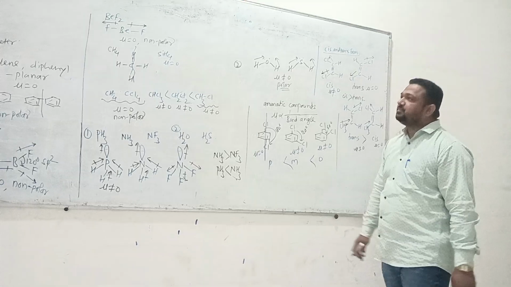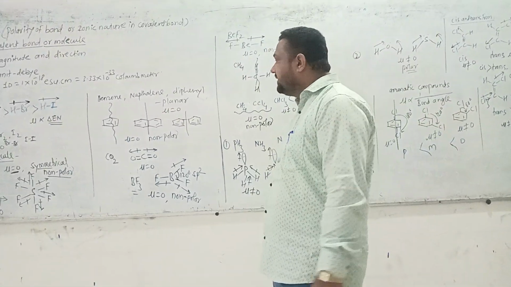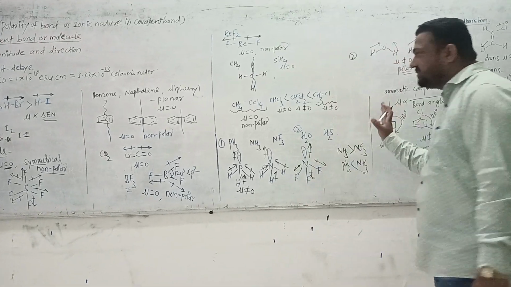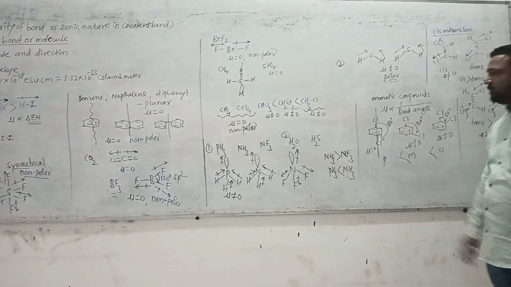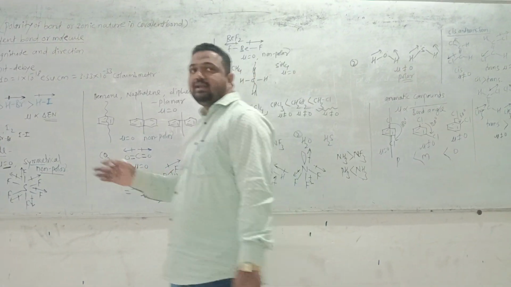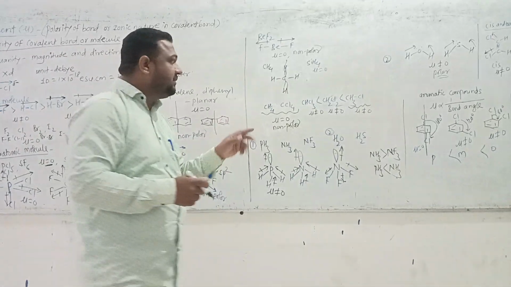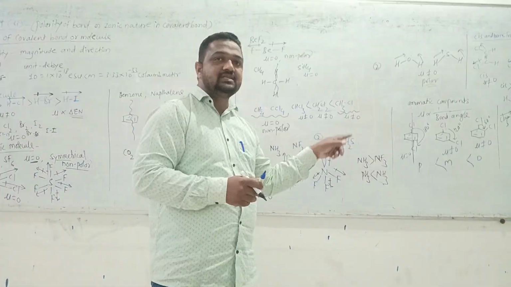Correct? From this we have to identify the dipole moment of polar and non-polar molecules. Understand this concept? Questions are asked on this concept. If dipole moment is zero, the molecule is symmetrical and can be cut into two equal parts, these are non-polar. If dipole moment is not equal to zero, the molecule is polar.